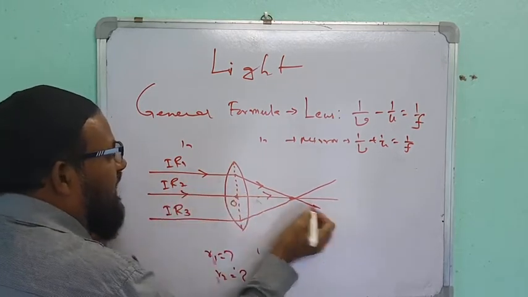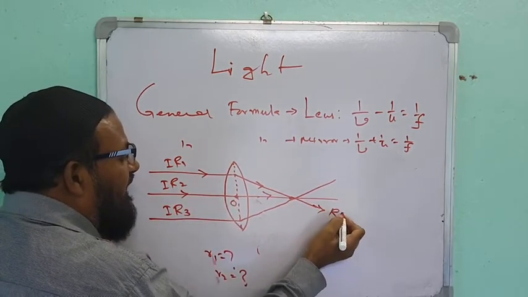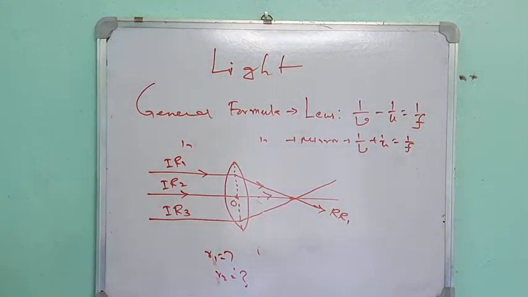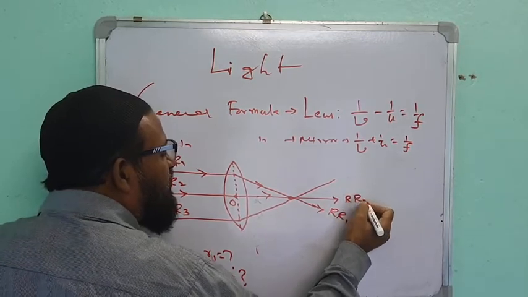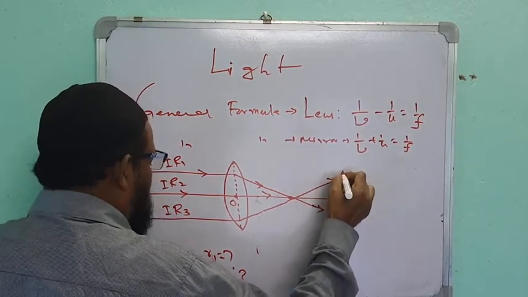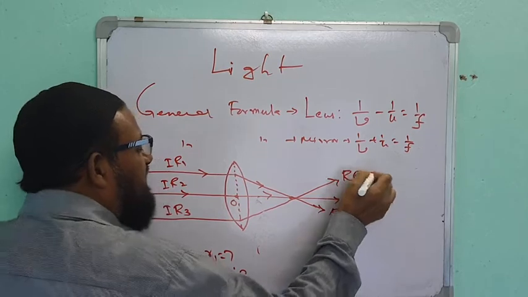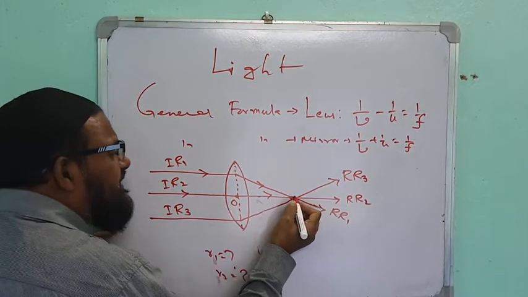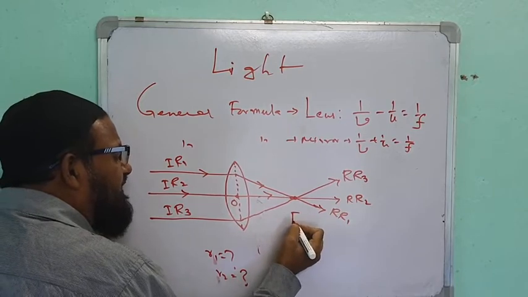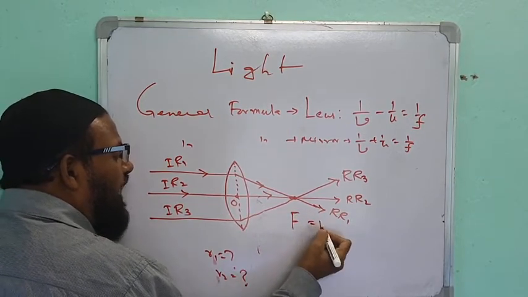this is IR1, this is RR1, refracted ray 1. This is refracted ray 2. This is refracted ray 3. Okay? This point is the focus.